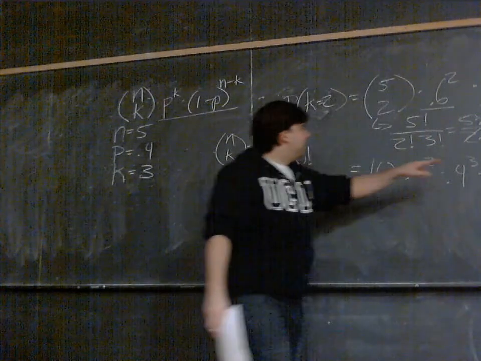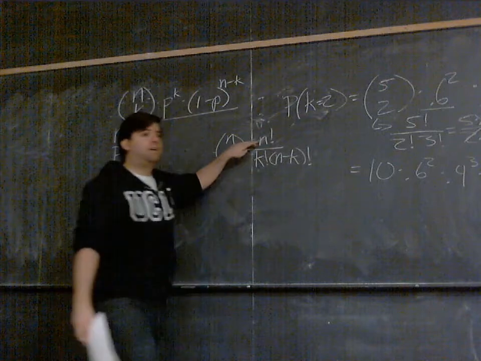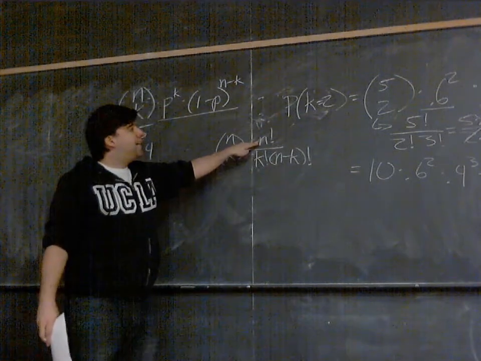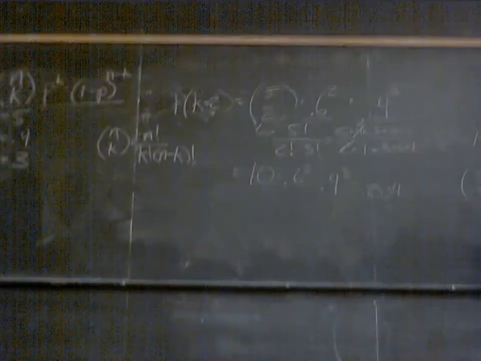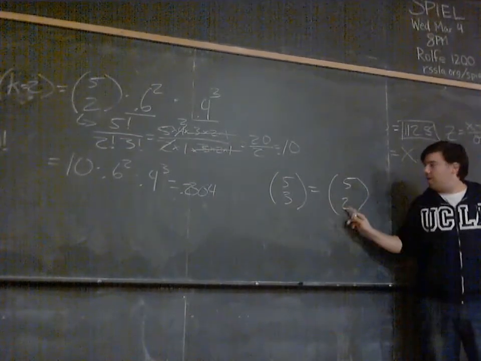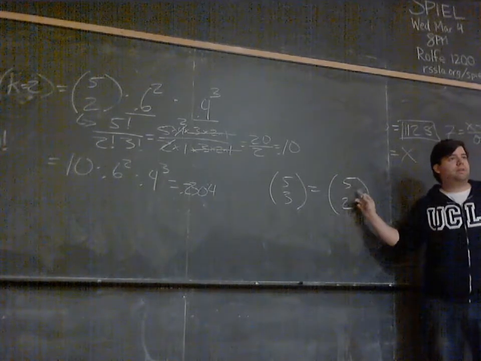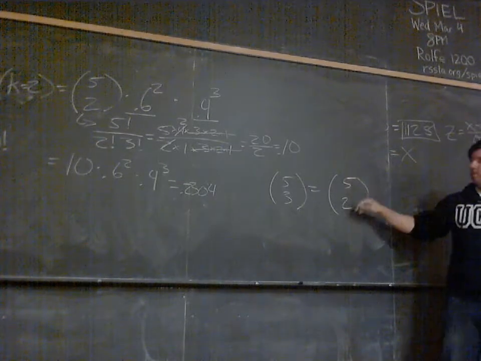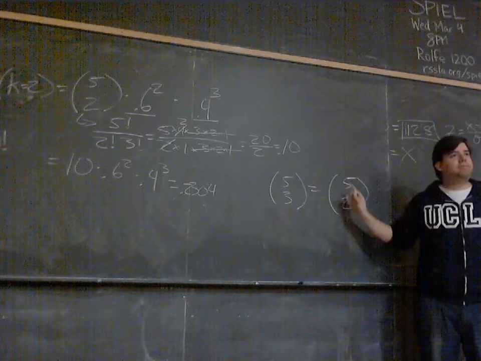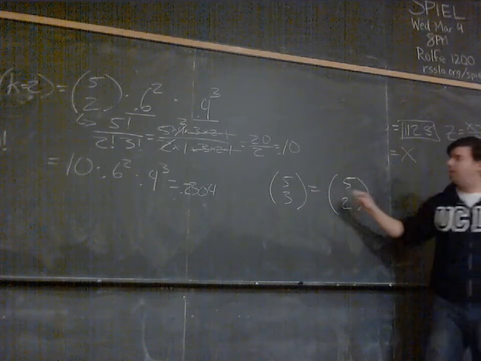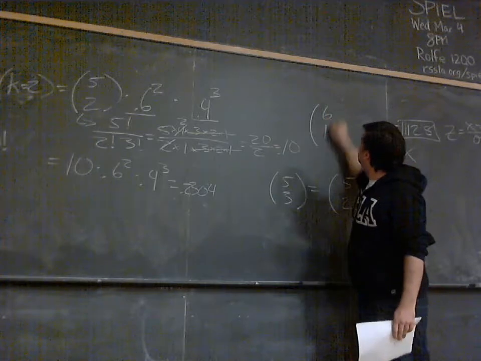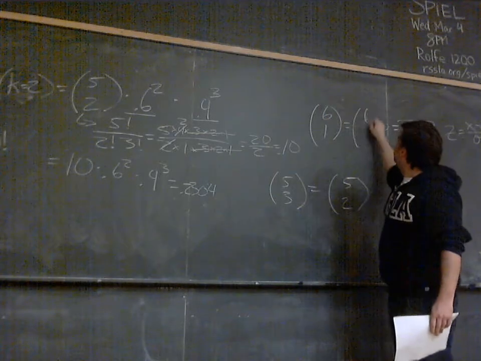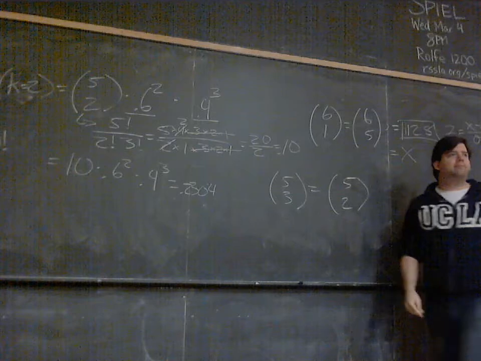Think of the definition of the choose function. Anytime I have 2 different choose functions and these numbers on the bottom add up to the top, they're going to equal each other. So because 3 and 2 add up to 5, 5 choose 3 and 5 choose 2 equal each other. Most commonly we see this like in 6 choose 1 would then equal 6 choose 5.